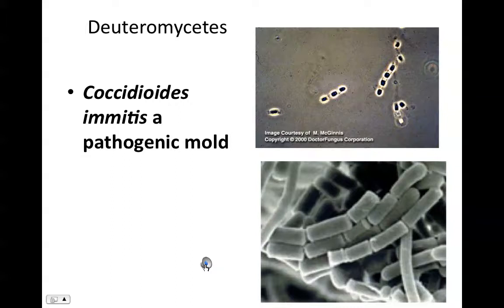One example of a species in the Deuteromycetes that's of clinical significance is Coccidioides immitis. This is a pathogenic or disease-causing mold that can produce arthrospores, which are barrel-shaped or can-shaped, that can be found in the air and the soil. There are certain places in the world where this mold is essentially always found in the soil. And when the soil gets disrupted, then we see an increase in the infections caused by this mold.